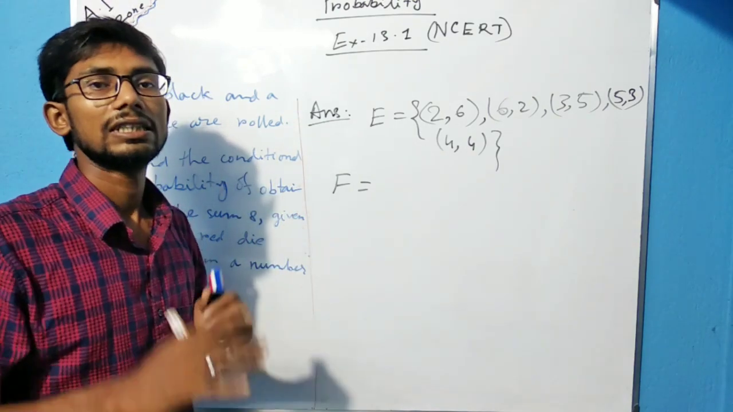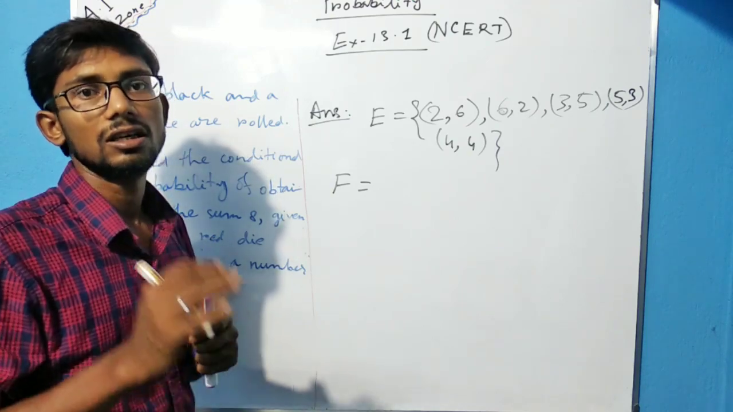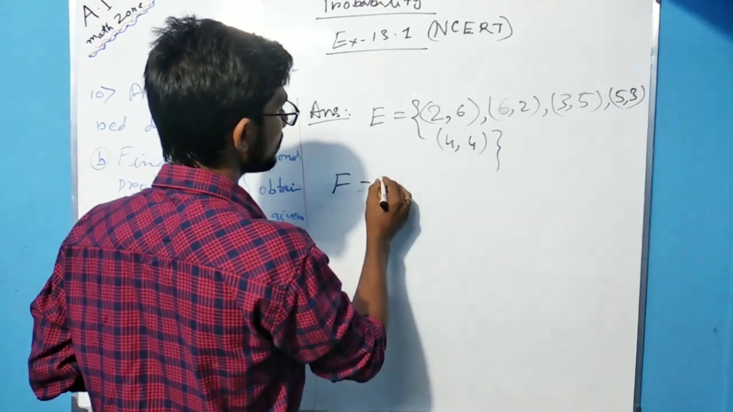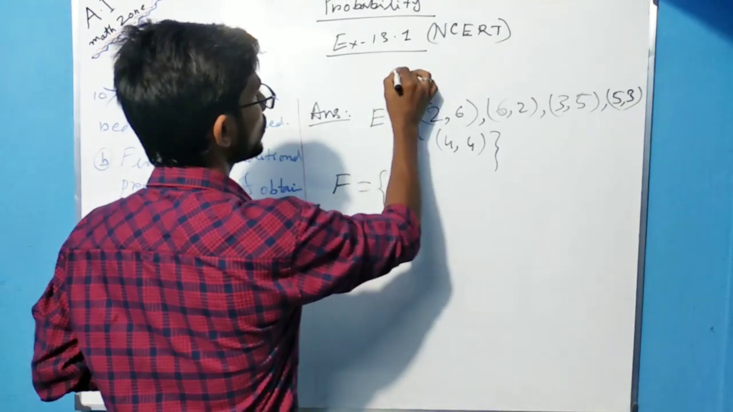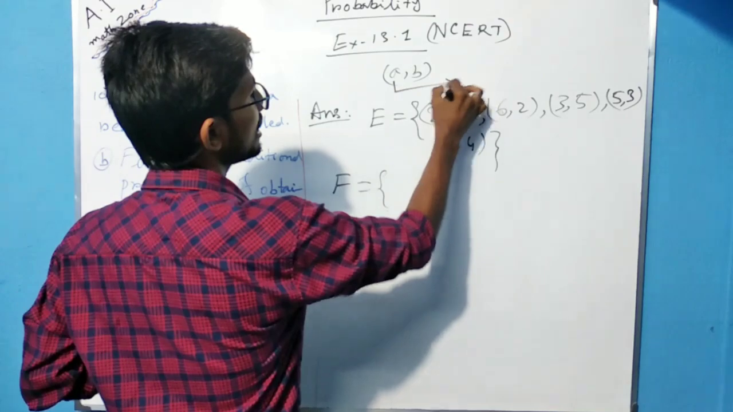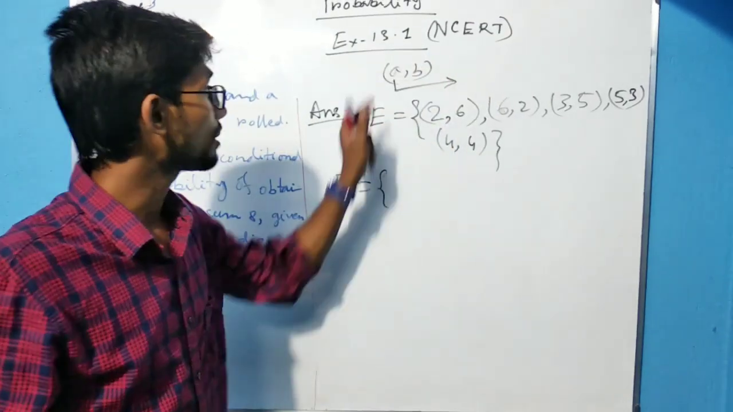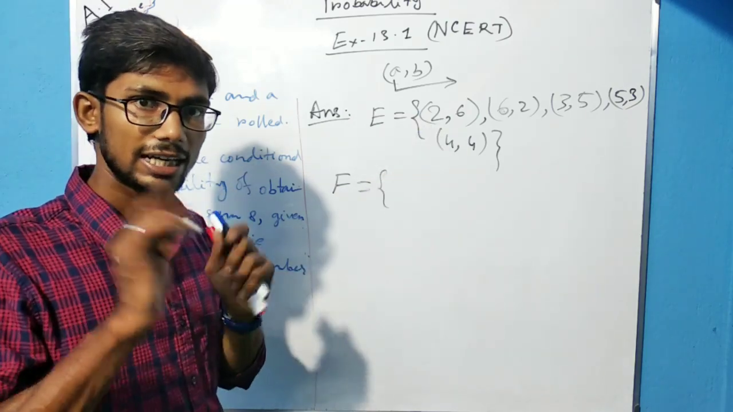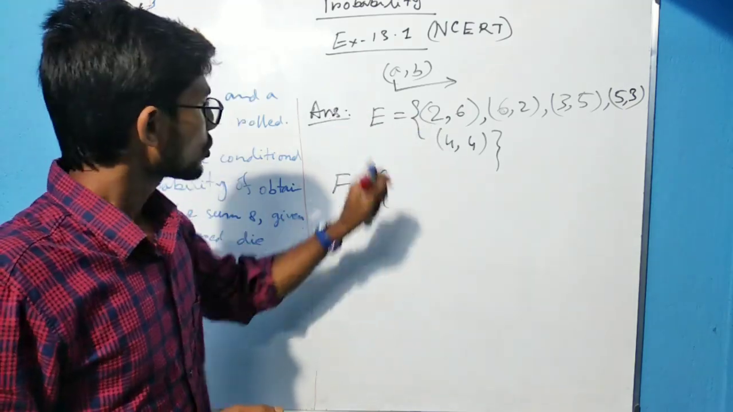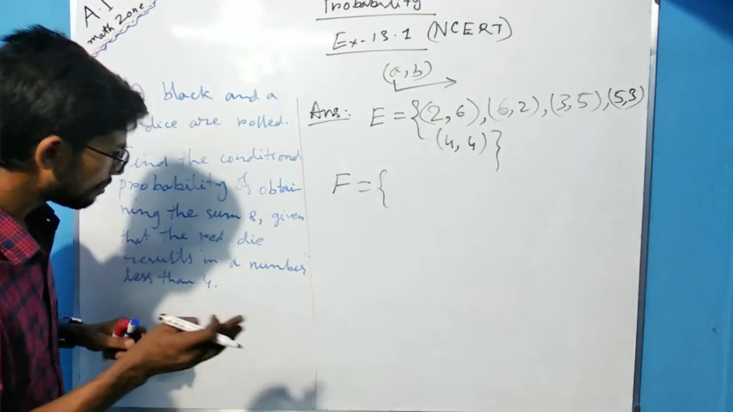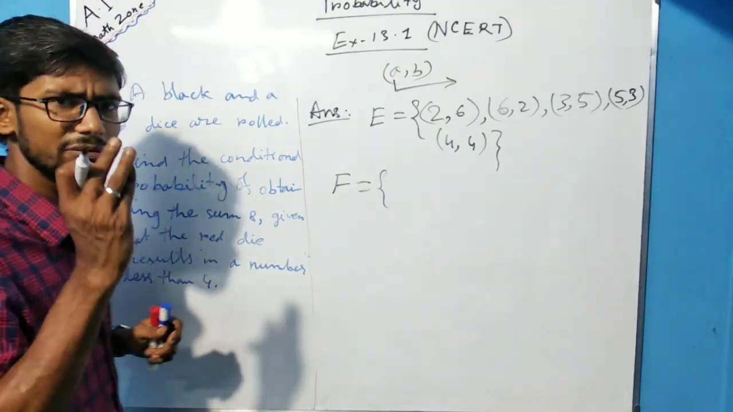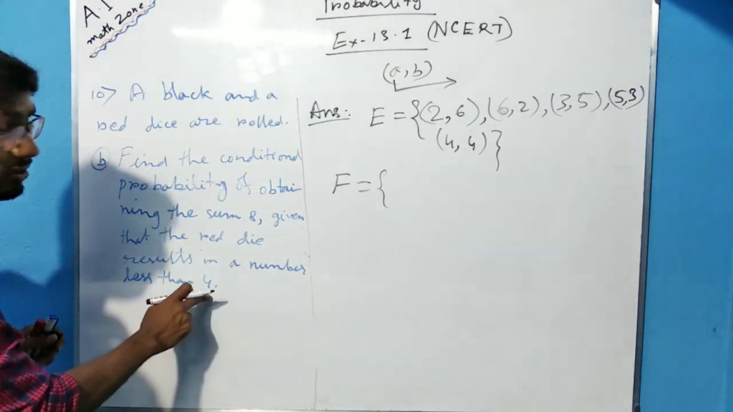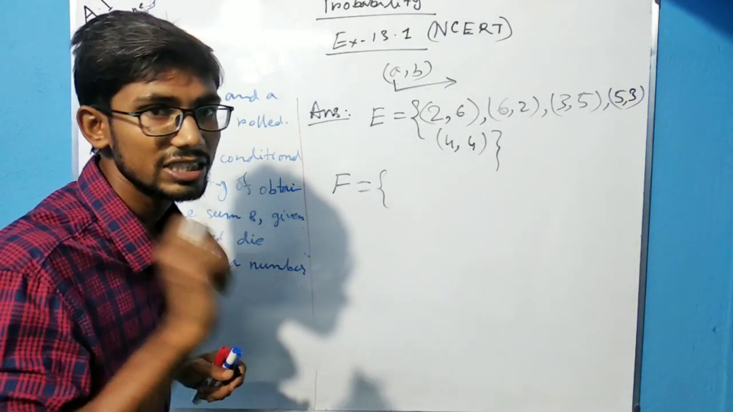F was the event that the number appeared on the red die is less than 4, right? So here the first number in the ordered pair AB, what does it represent? The number that came on the red die is A, right? So the first number occurs on the red die. That's why it may be 1, maybe 2, maybe 3 or maybe 4. No, less than 4, so it cannot be 4, it is 1 to 3, right.